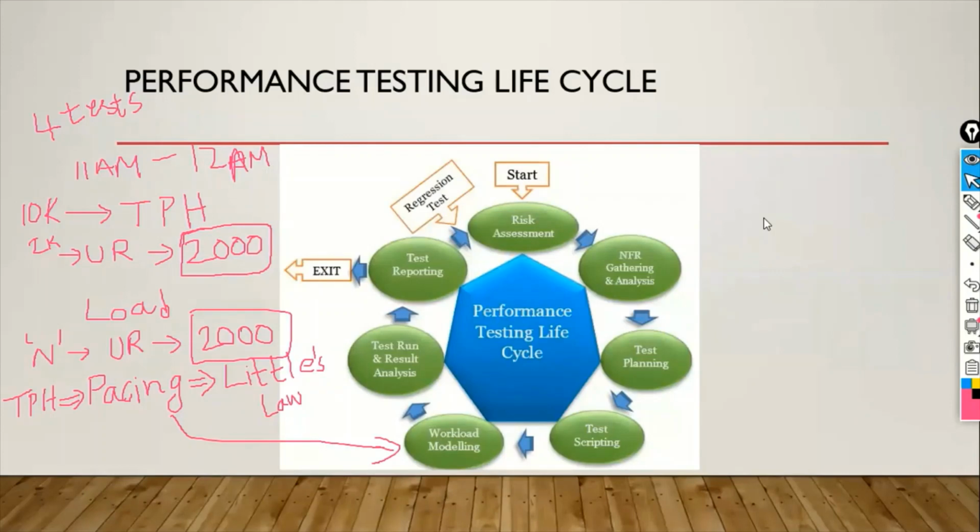After distributing, what is our final aim? Our final aim is to reach the required transactions per hour. In order to reach the required transactions per hour after distributing the user load, how we are going to achieve it is with the help of the pacing. By calculating the pacing and putting this pacing in the script that you are going to execute.